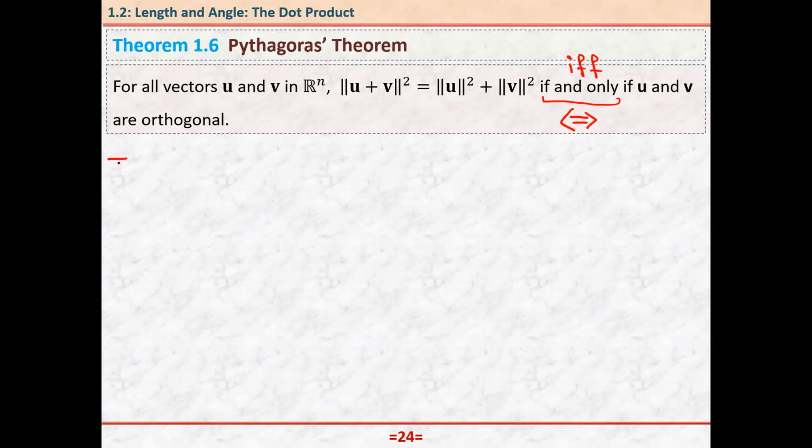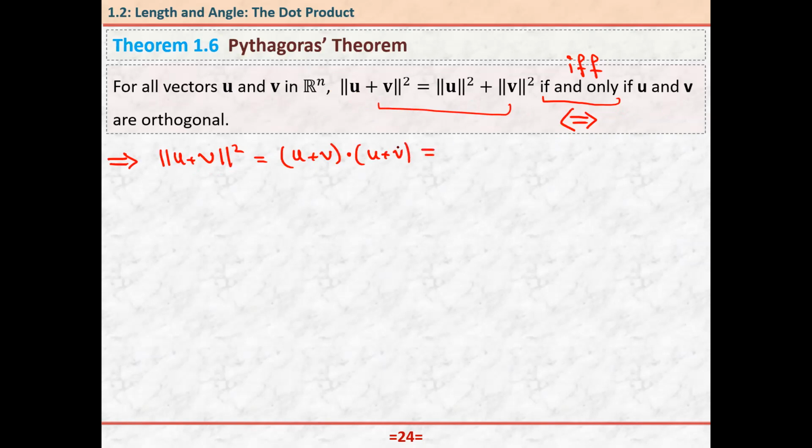So let's first prove this direction. That means that we assume that this is true, okay? And from here, we should show that U and V are orthogonal. All right, so how do you prove that? Actually, we have already done this a few times. We know how to expand this. We know that the norm of U plus V squared is equal to U plus V dot U plus V.